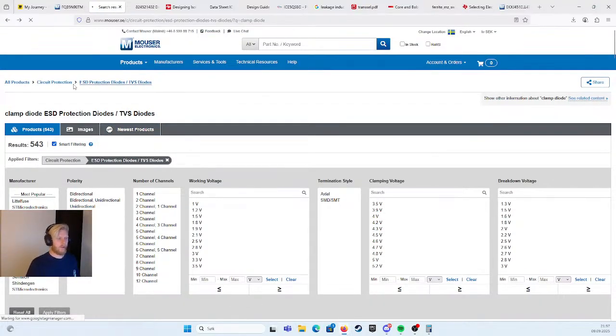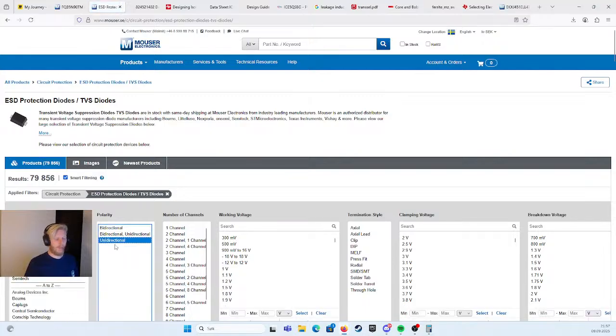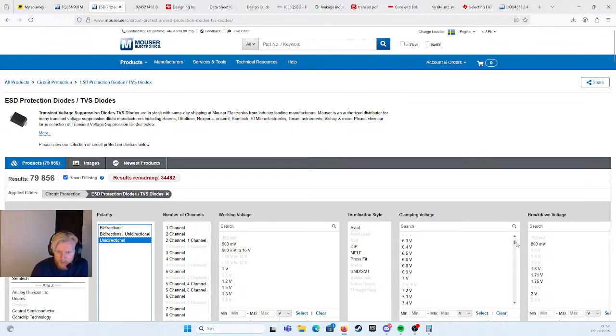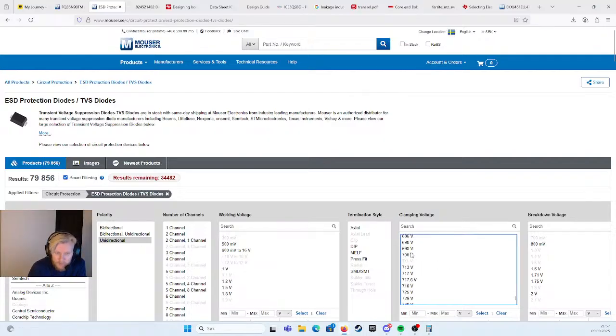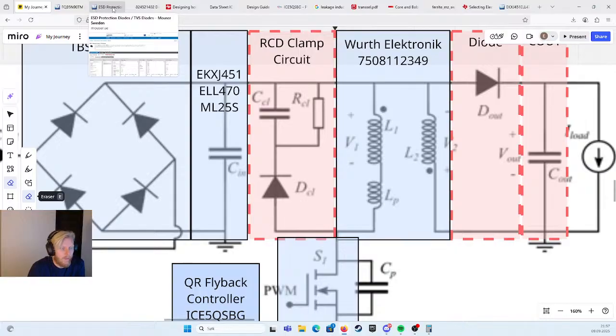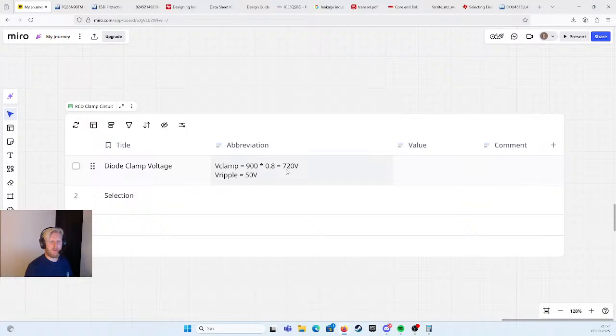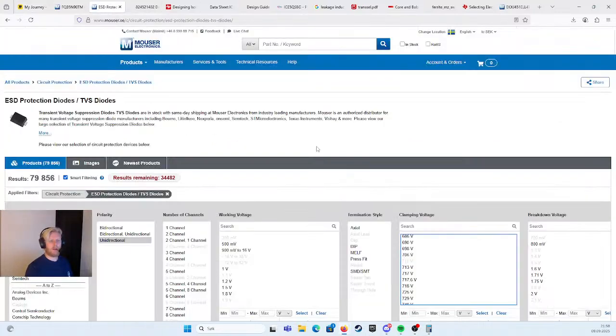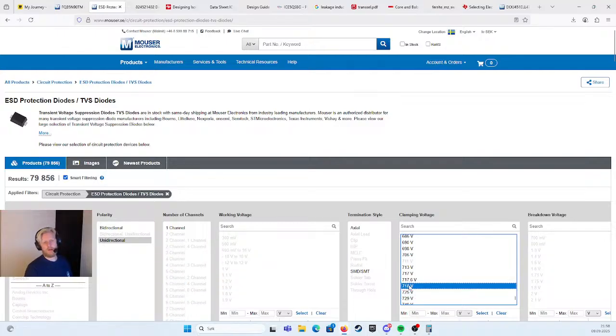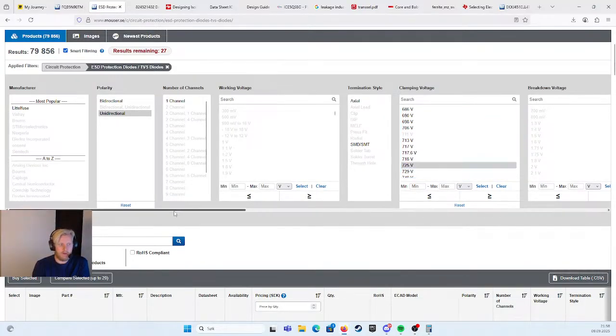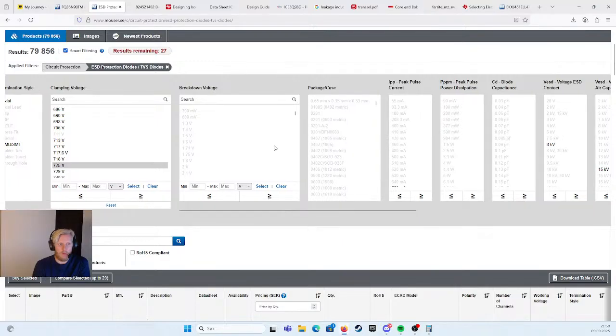let's go back. Let's see if I can find a unidirectional one. Oh yeah, we found more. Yes. So what did we say? It had to be 720 clamp, let's say at 725. I get 27 diodes. It gives me a lot more to work with.